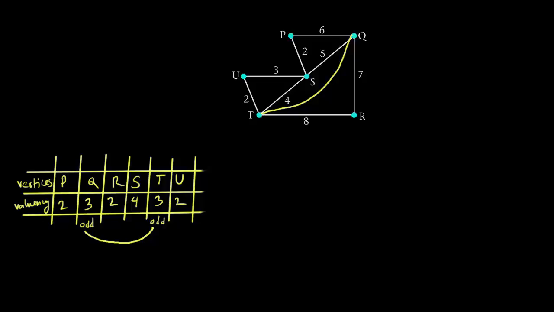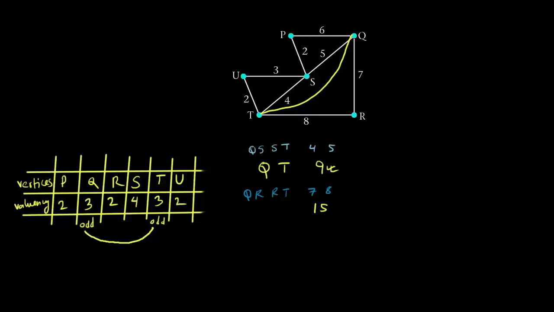Let's check. If we take QT, the most basic would be Q to S and S to T. So Q to S and S to T turns out to be 4 plus 5, so this is 9. Another option would be if we take Q to R and R to T. In that case, that would be 7 plus 8, which is 15. So 9 is still the smallest.